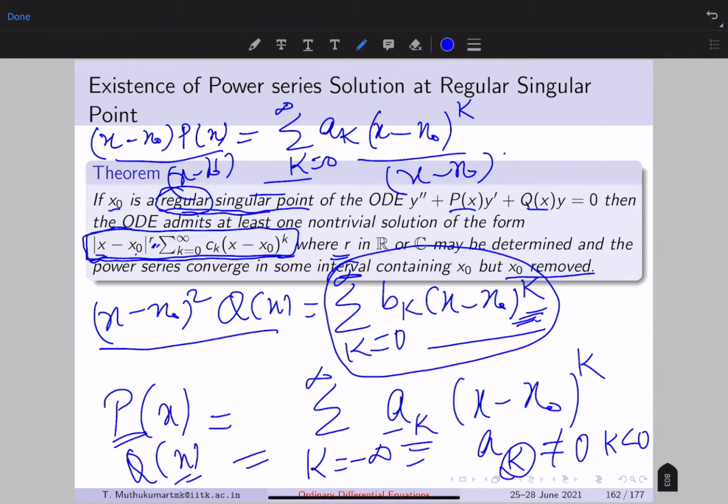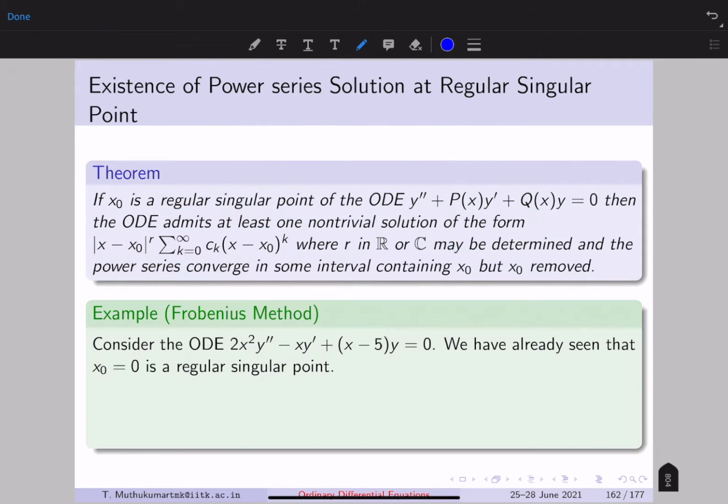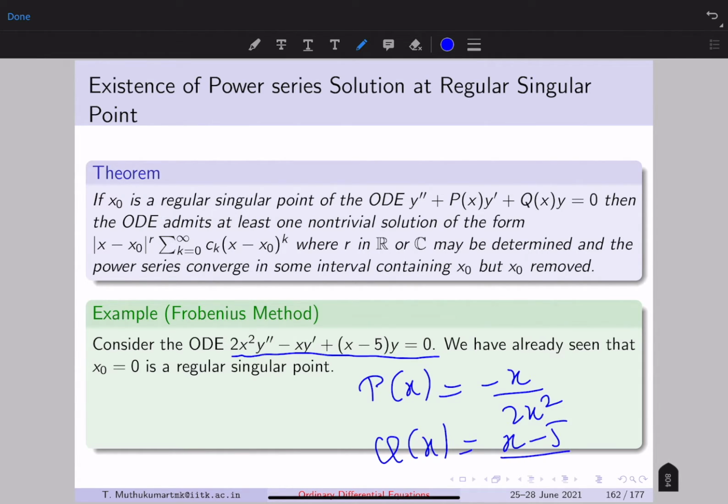We will not go behind the proof. Let's just do this theorem and see it via examples. So let's take an ODE. This is the ODE that is given to us. In this case, what is P? P is minus x over 2x squared, the same example that we already saw in the previous slide. We have already seen in the previous example that x equal to 0 is a singular point, but it's a regular singular point.